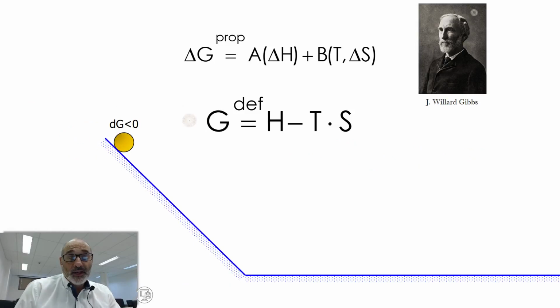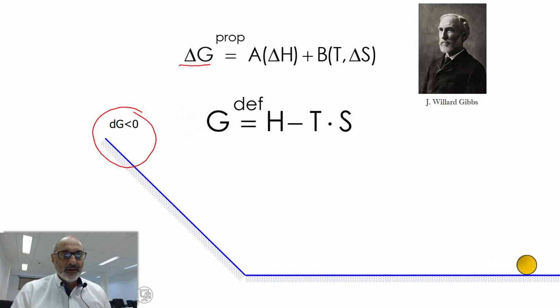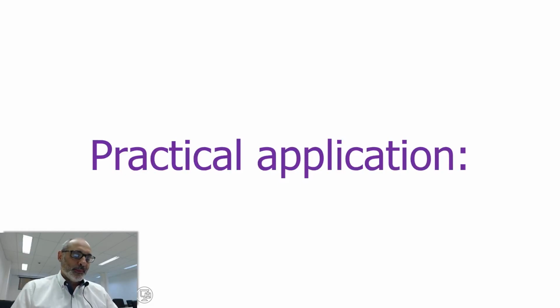So we can simply define now, because we proposed things in terms of variation of Gibbs free energy, a state variable, G, Gibbs free energy, equal to H minus TS. And we know that when dG is negative, like in here, the process is spontaneous. If I don't do anything, simply let things happen, the ball will go downwards, because it's a spontaneous process.